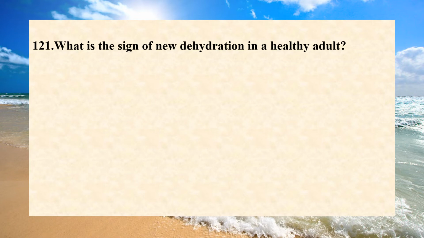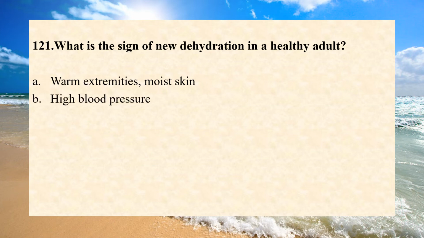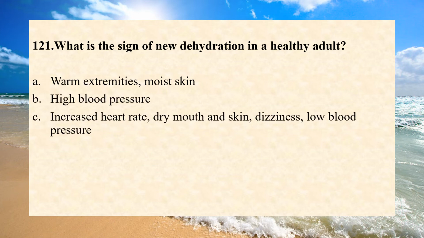What is the sign of new dehydration in a healthy adult? Option A. Warm extremities, moist skin. Option B. High blood pressure. Option C. Increased heart rate, dry mouth and skin, dizziness, low blood pressure. Option D is decreased heart rate. In a healthy adult, the signs of new dehydration are increased heart rate, dry mouth and skin, dizziness, low blood pressure.